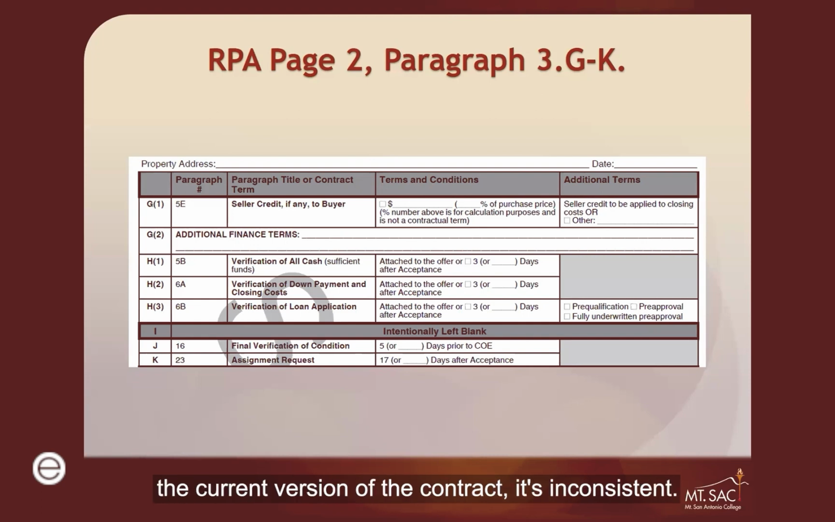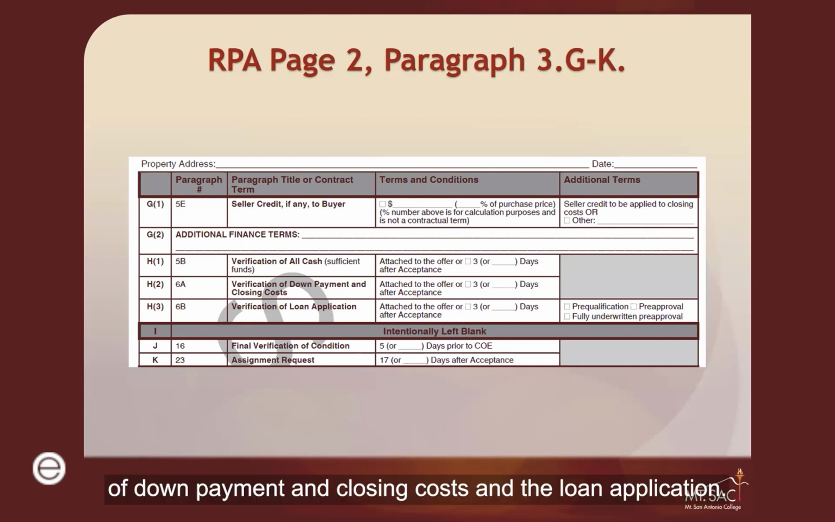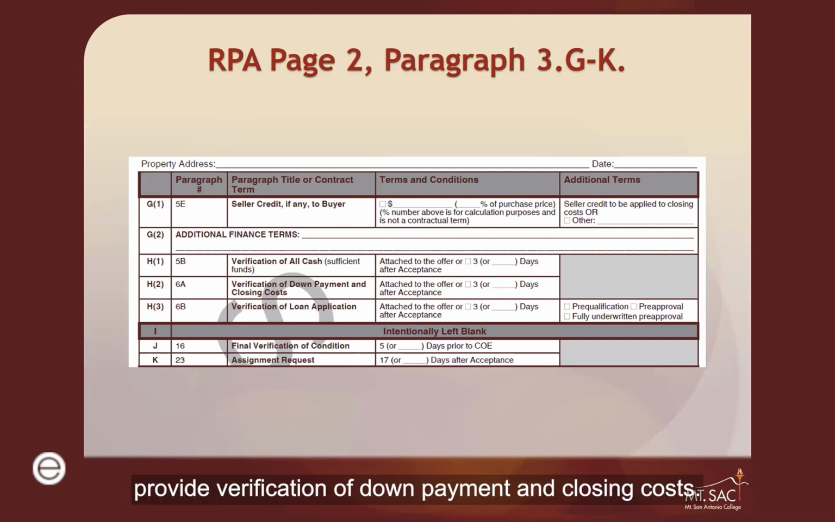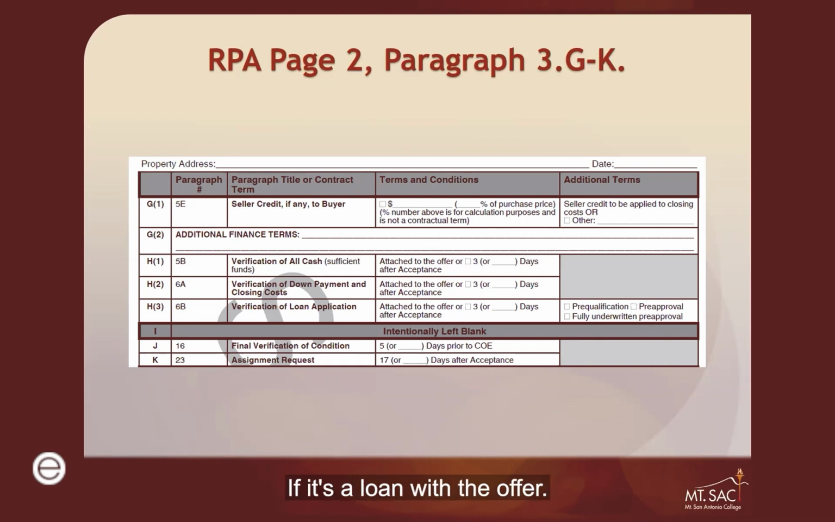In the current version of the contract, it's inconsistent. You have one rule for the all cash, but you have a different rule for the verification of down payment and closing costs and the loan application. So CAR has made them consistent. You will provide verification of cash if it's an all cash offer. You will provide verification of down payment and closing costs if there's a loan. You will provide verification of loan application if it's a loan with the offer.